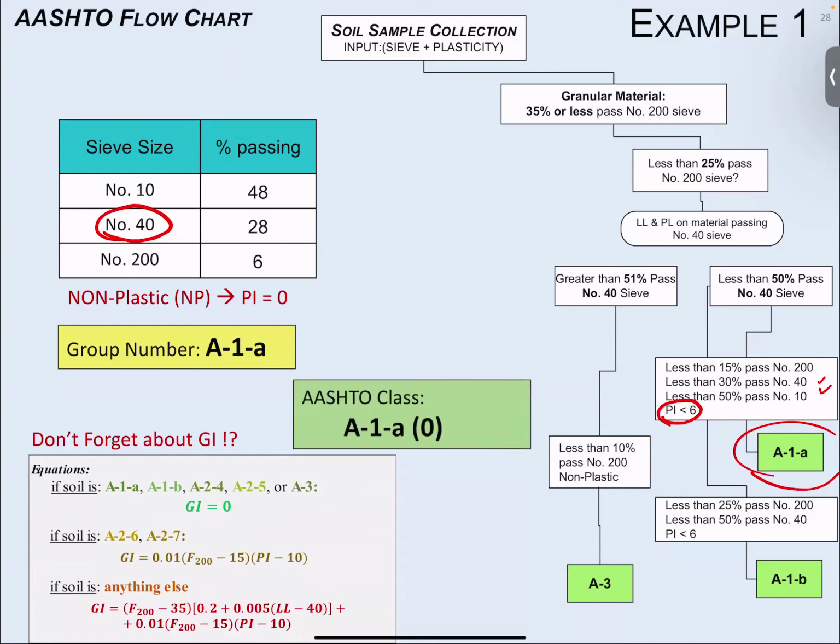So technically the AASHTO classification, if you wanted to be very precise, it would just be A1A, and then in parentheses for the group index, 0. Because if we have any of these soils, we don't worry about a GI value, so we don't have to calculate it. So that's super nice. So that's mainly not going to be the case.